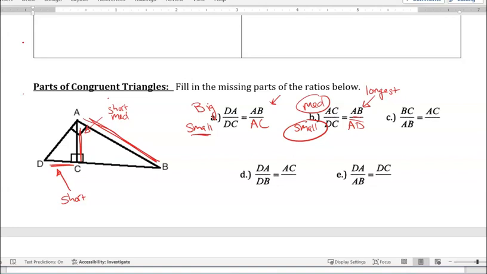Okay, and that's how you do these type of problems. Are they both shorts, mediums, or longs? And then which triangles? And once you know which triangles you're working with, then that will help you find out what's left over.